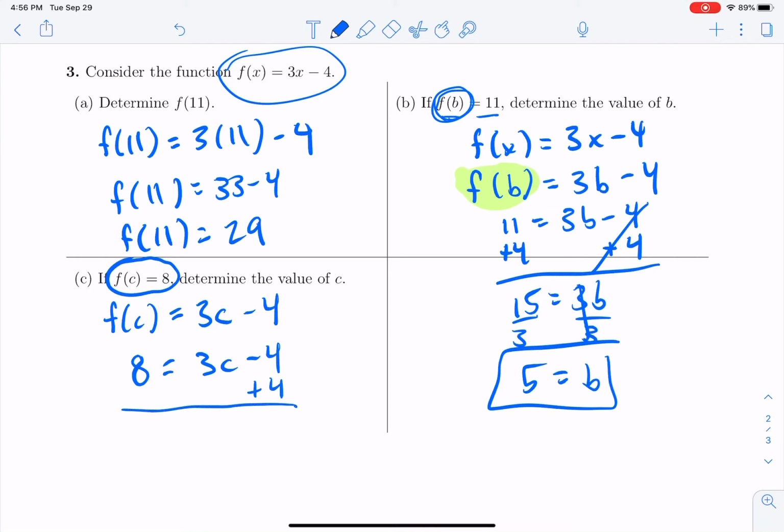Solving for c, I need to get the 3c by itself. 12 equals 3c. Divide by 3. And I see that c equals 4.